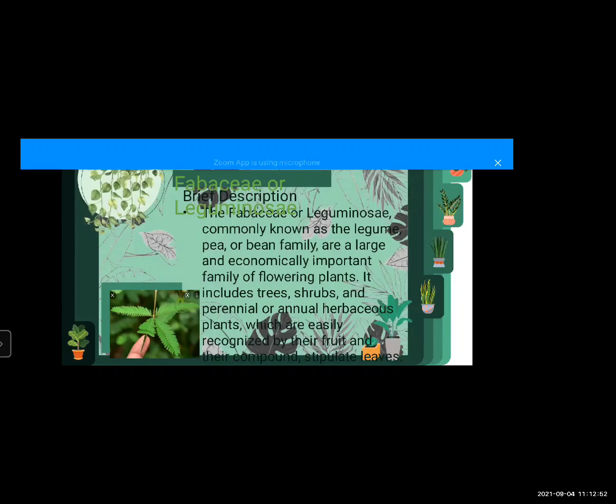Brief description. The Fabaceae or Leguminosae, the legume, pea or bean family, are a large and economically important family of flowering plants. It includes trees, shrubs, and perennial or annual herbaceous plants, which are easily recognized by their fruit and their compound stipulate leaves.